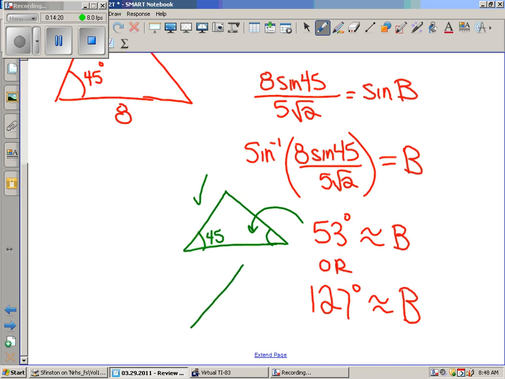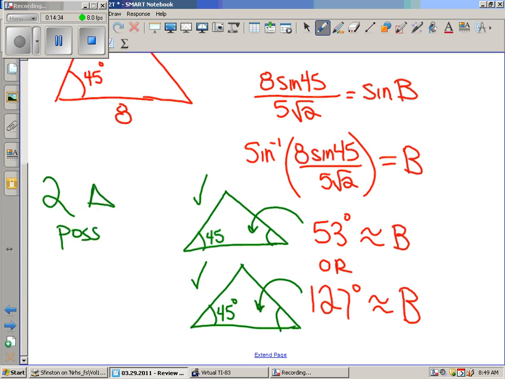Yep, we got enough left over. And now here's the tricky part. Let's see. 45 degrees. We can fit 127 in there. Yes. Yes. Two triangles possible. Oh my gosh, that was easy. I wish I had one of those staple buttons. That was easy.